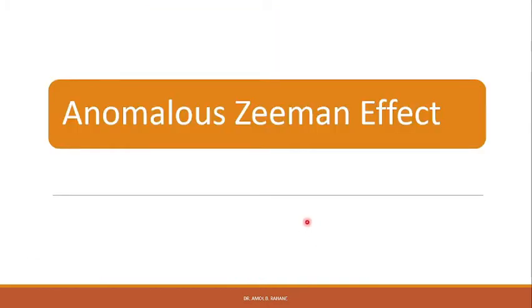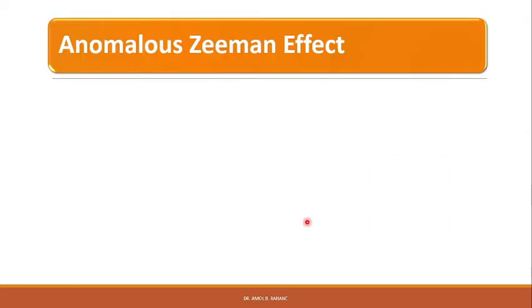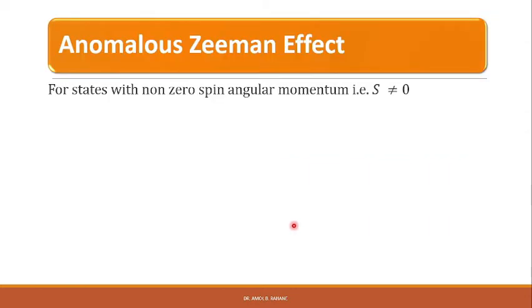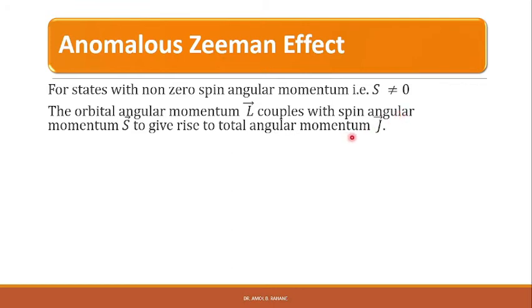Let us now move to the anomalous Zeeman effect. For states with non-zero spin angular momentum, that is S is not equal to 0, we get the anomalous Zeeman effect. The orbital angular momentum L vector will couple with the spin angular momentum S vector and give rise to the total angular momentum J vector.